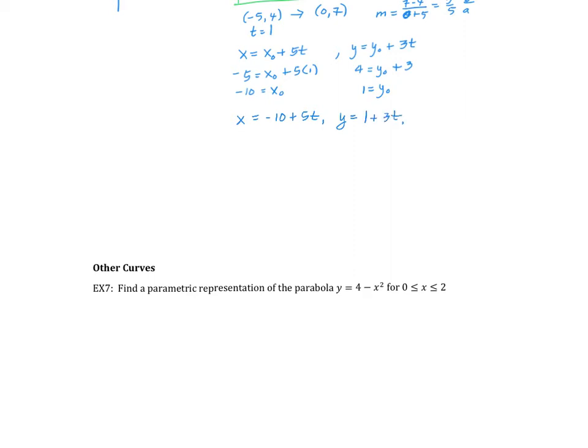My t values start at 1, and they should go to 2. Notice if I put in 2 for t, I have an x value of 0 and a y value of 7, which is what I need. If you don't see that, then you can algebraically solve for your t value by putting in the ending x value of 0 and solving for t.